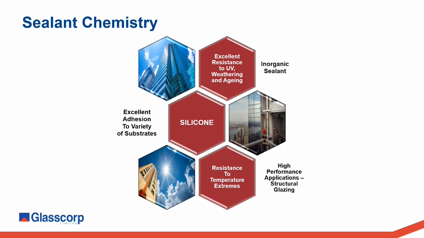glazing. Silicones are also unmatched when it comes to the resistance to temperature extremes, both in terms of their resistance to temperature variations once they're cured, but also their ability to be used and gunned at a wide range of temperatures, including sub-zero temperatures. Silicones have very good adhesion to a wide variation of common building substrates, especially non-porous substrates such as glass and metals.